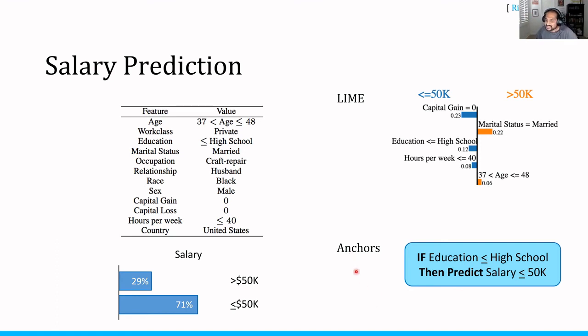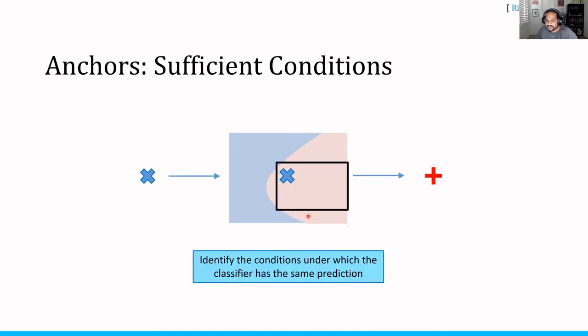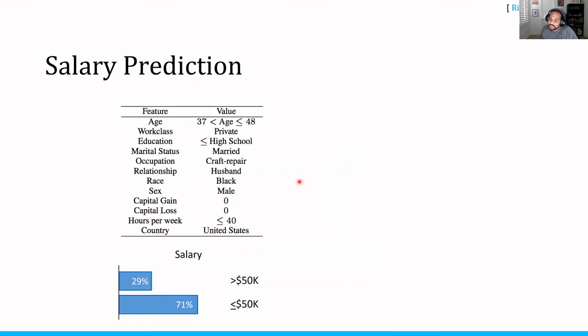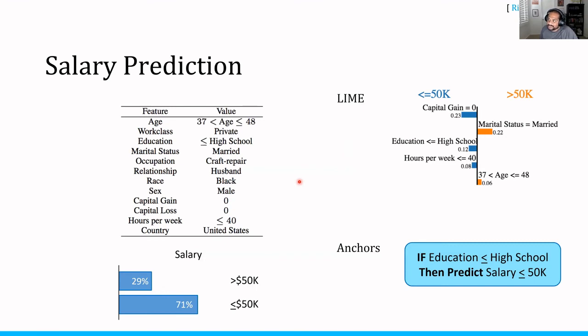And anchors as defined, you define the radius. When we look at the definition here, we are identifying the conditions under which the classifier has the same prediction in the neighborhood, right? So if your neighborhood is local, then you get a rule that only applies locally. If your neighborhood is global, then you get a rule that applies globally. In this example, I'm trying to remember, I think we might have done global, but as an example, global also works. But by definition, you can go either way.